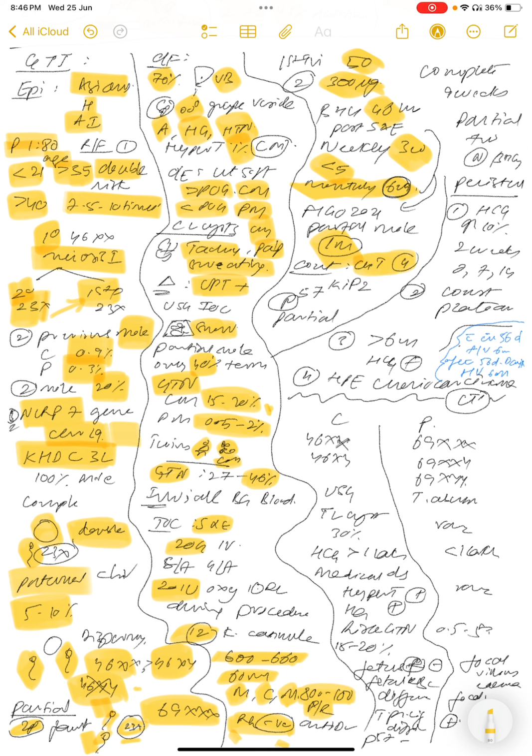There is one immunohistochemistry marker, that is P57KIP2. This is also an INI-SS question. See, P for partial, remember that. P57KIP2 is present in partial mole. Complete mole takes about 9 weeks to get normal. Partial mole takes about 7 weeks to normalize.